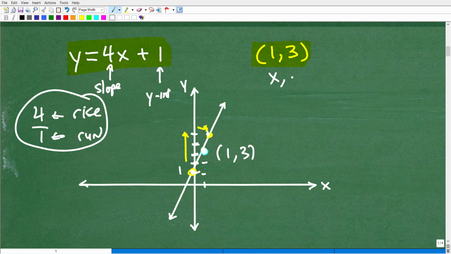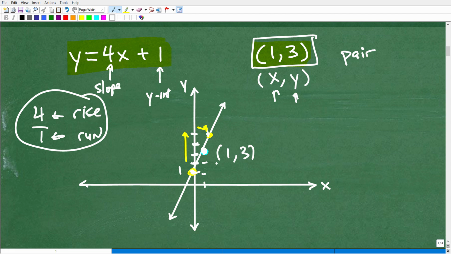Okay, so this is X and this is Y. So it's a pair of information. Okay, there's two things here, and there's a particular order. X is first and Y is second. So in this case, 1 is the X coordinate and 3 is the Y coordinate, and this entire thing is the point on the XY plane.